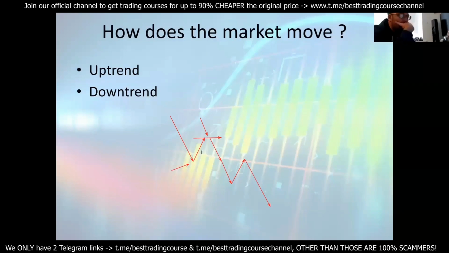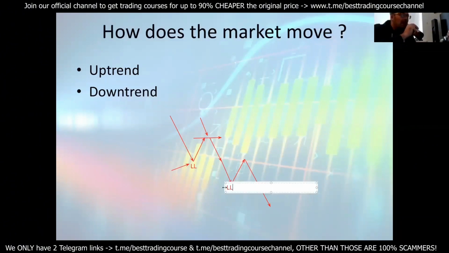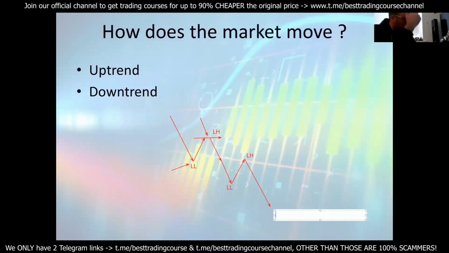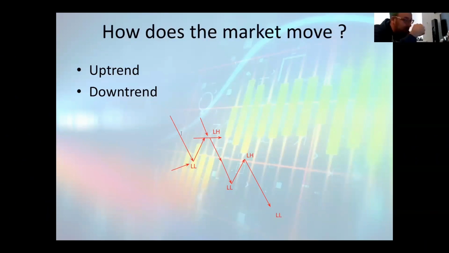So what do we have here? We have a lower low. We have another lower low. We have a lower high over here. And we have another lower high over here. And then eventually, price makes another lower low. So this is the basics of a downtrend. Price comes down, makes a low, comes up, makes a high, goes back down, makes another lower low. And then comes up, makes a lower high, makes another lower low, right? This is the very, very basics of a downtrend.